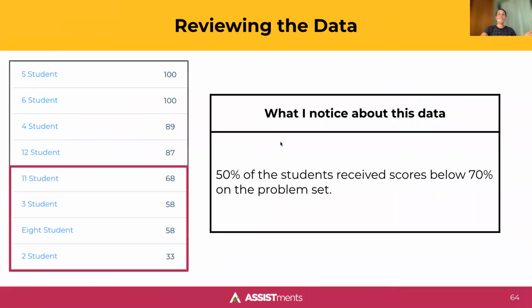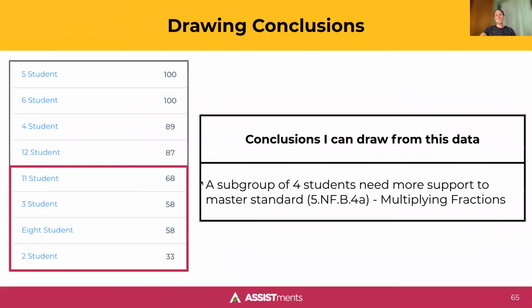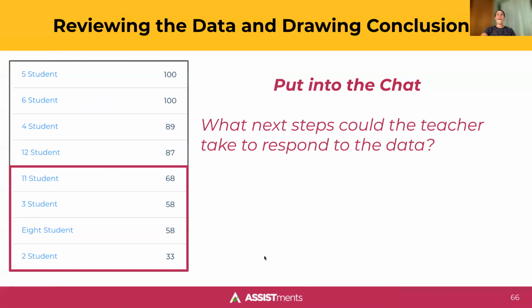So what do we notice? 50% of the students received scores below 70%, absolutely spot on. The conclusion is this subgroup of 4 students need more support to master that particular standard, absolutely. And what next steps could we take?